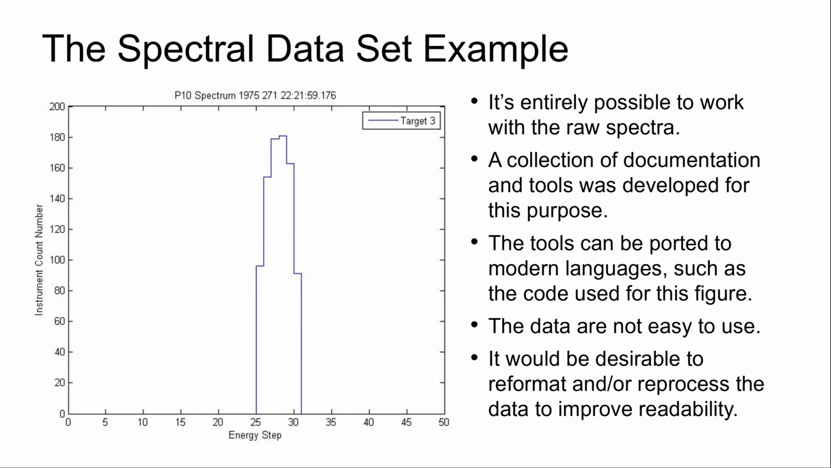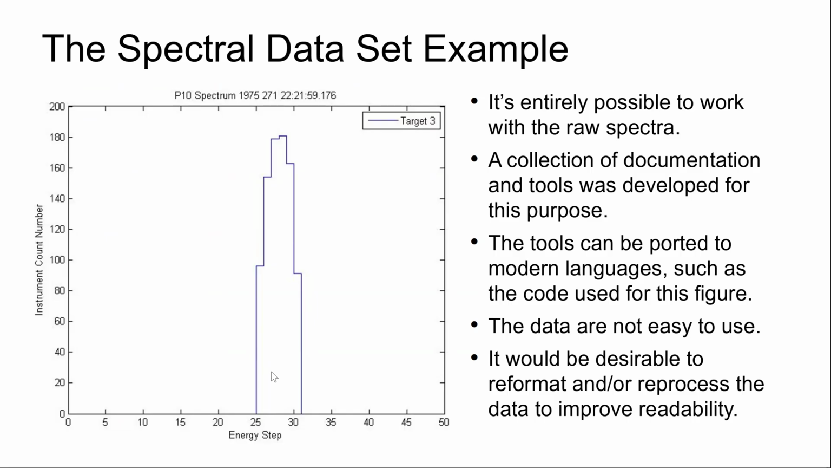Even so, even in its original raw format, you can still work with it. Here's what the previous spectra looks like if you plot the instrument counts versus energy step for target 3. And you can easily see the solar wind peak here. You can see that it was centered around energy step 27, which works out to about 400 kilometers a second. You can get a rough idea what its width is, from which you could calculate temperature. You can count the number of the signal underneath the area of this thing. That gives you density.